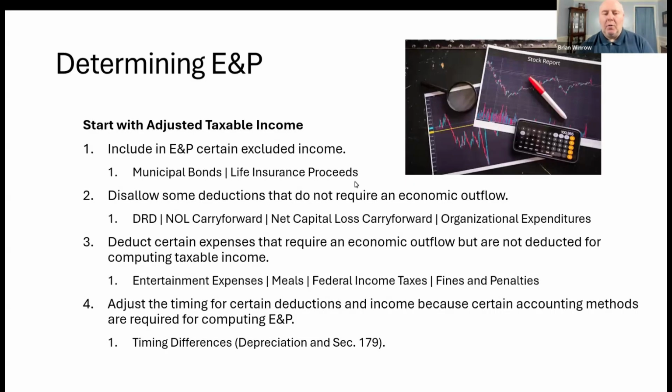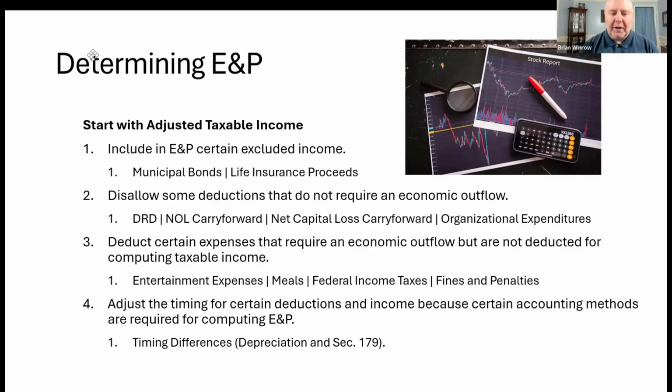All right, so let's go ahead and figure out how we calculate earnings and profits. So as we're going through here, we need to recognize we start with the adjusted taxable income. So that's our starting place, right? Adjusted taxable income. So once we know what our adjusted taxable income is, we're going to have 4 additional adjustments that we have to make to it.